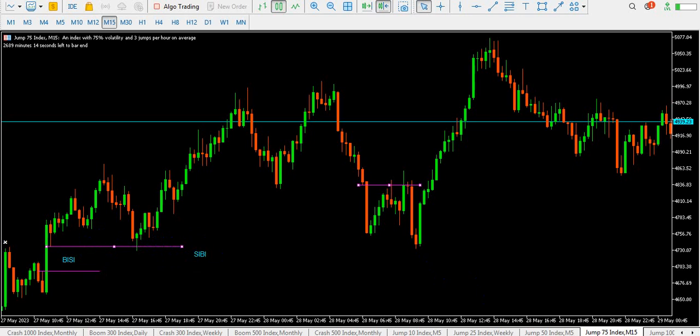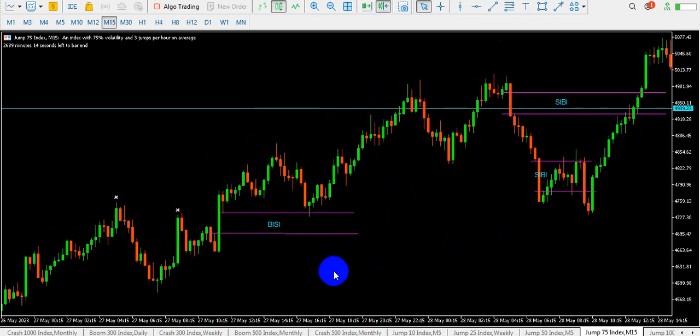So now, this is how it's going to look on your chart after I've delineated it for you guys. So now let's continue. So now, what is a BC?